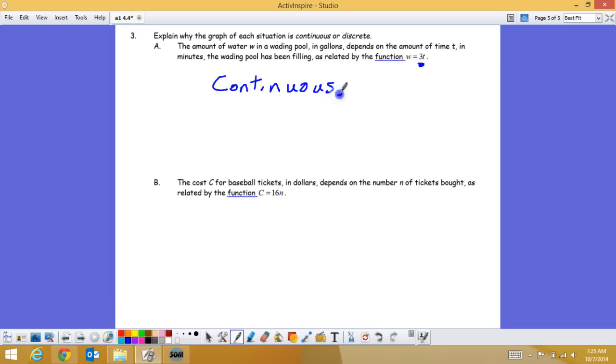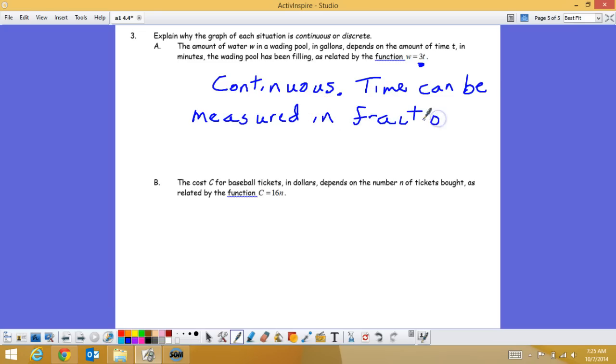And the reason it is continuous is time can be measured in fractions of a unit. So that's why that would be a continuous graph.